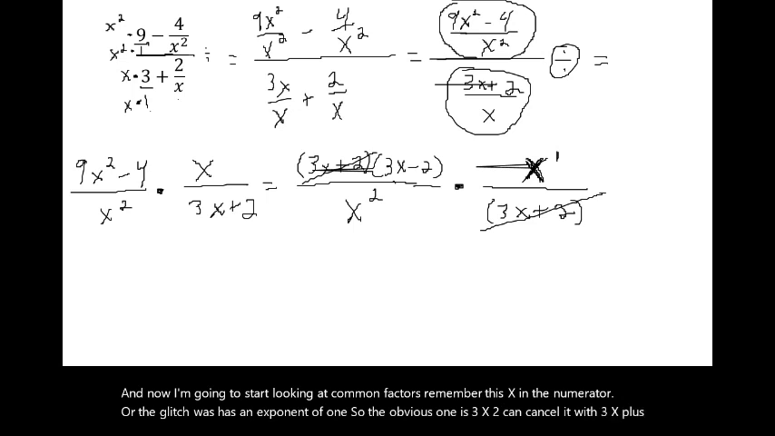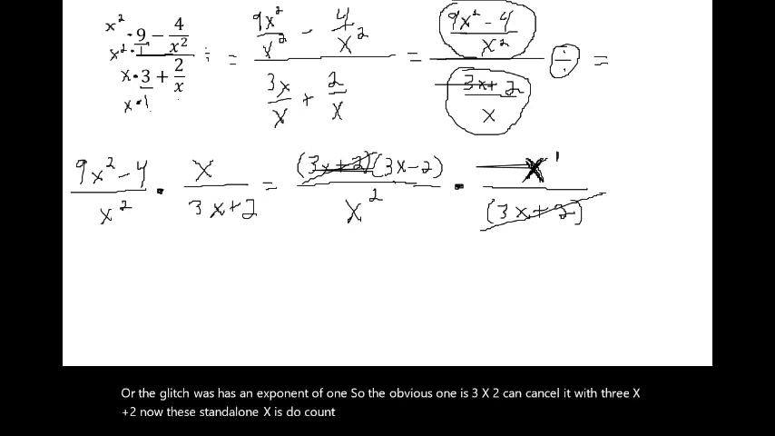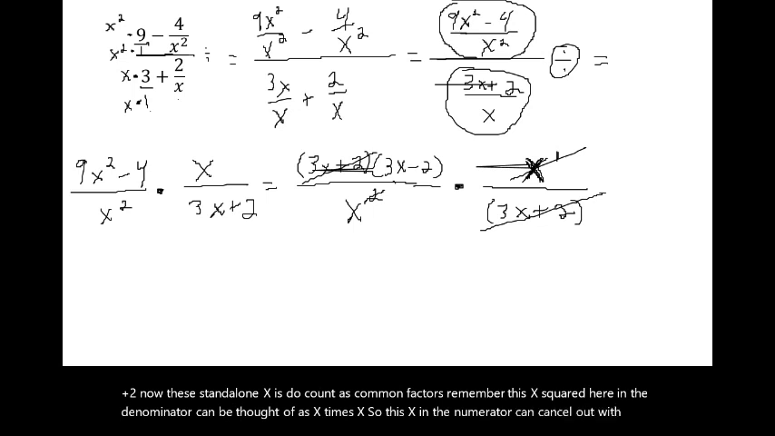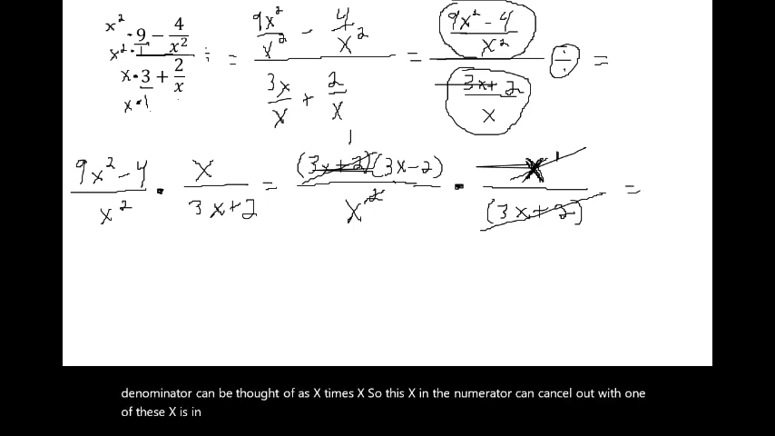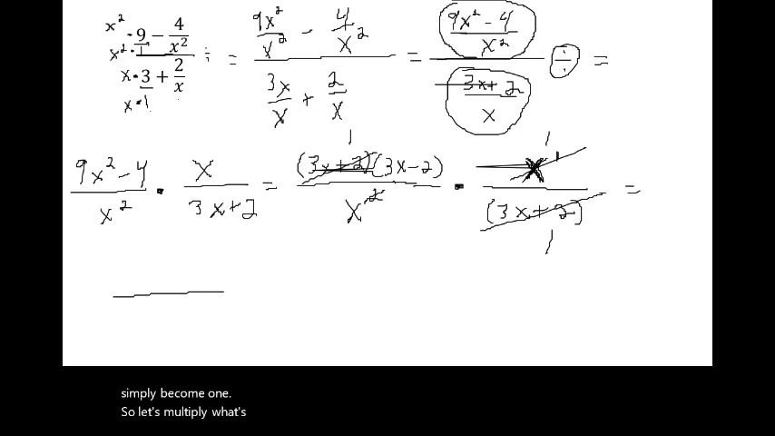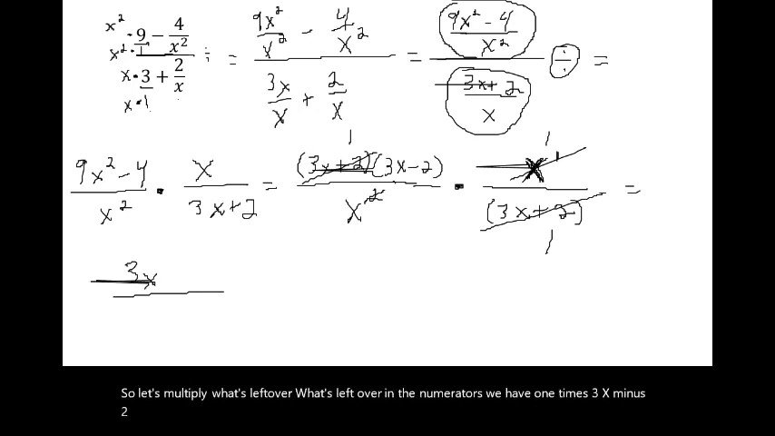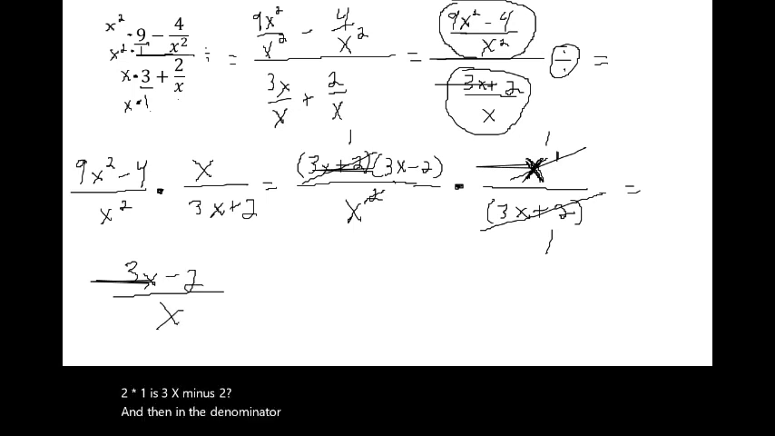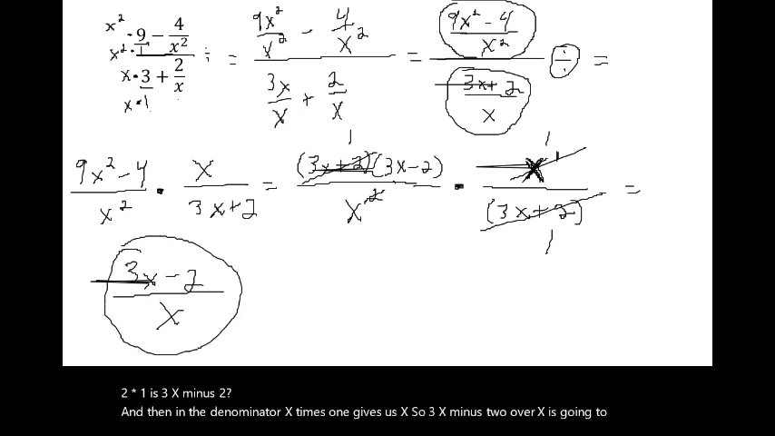Now these standalone x's do count as common factors. Remember, this x squared here in the denominator can be thought of as x times x. So this x in the numerator can cancel out with one of these x's in the denominator. And remember, they don't go away when they cancel out, they simply become 1. So let's multiply what's left over. In the numerators, we have 1 times 3x minus 2 times 1 is 3x minus 2. And then in the denominator, x times 1 gives us x. So 3x minus 2 over x is going to be your final answer.